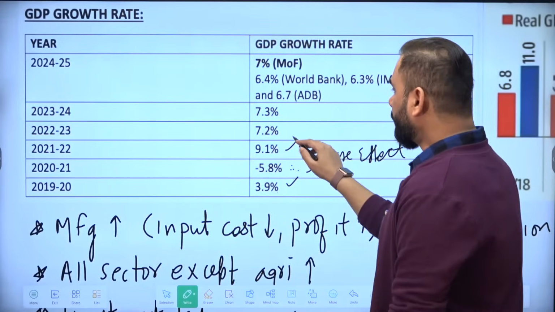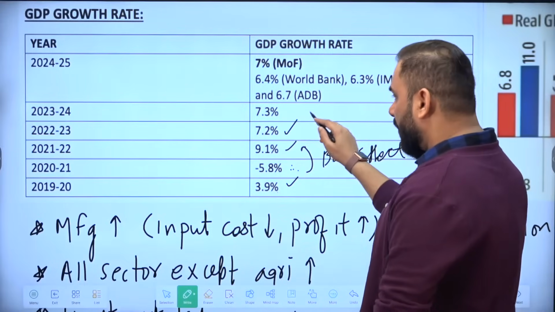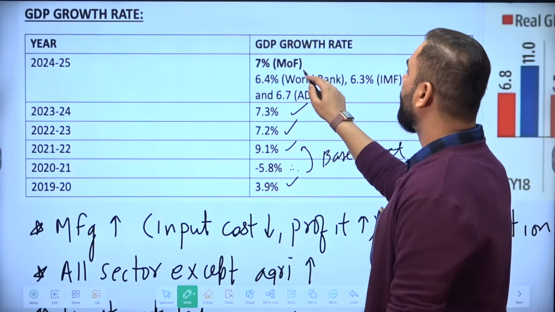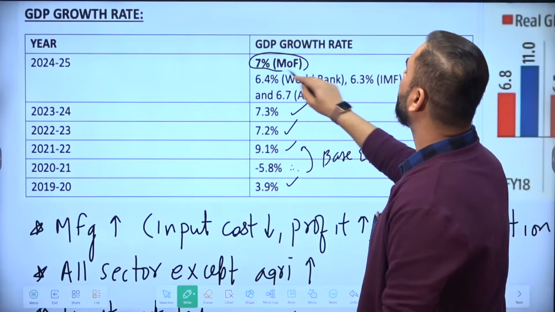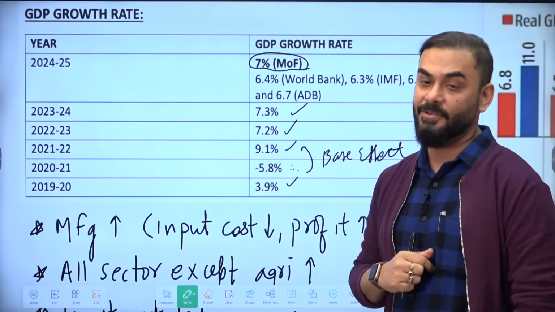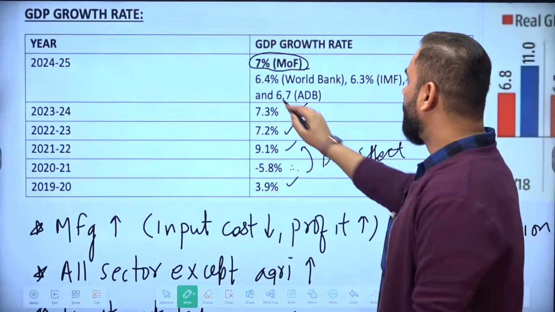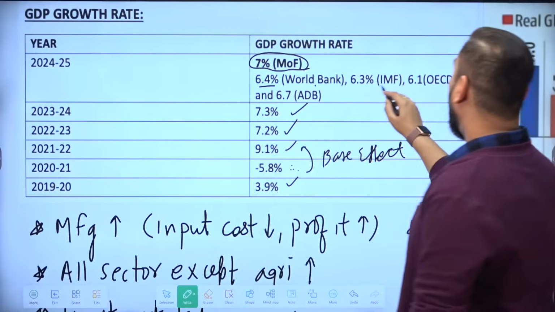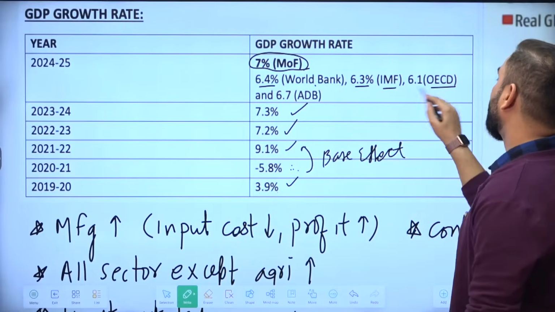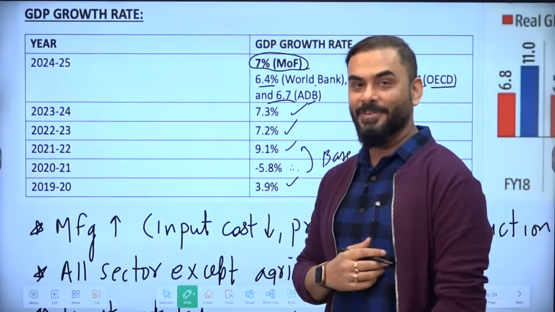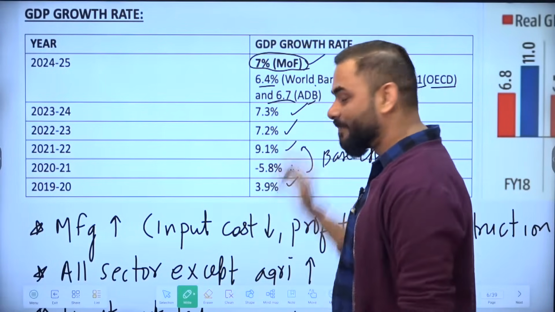So in 2022, you can see 7.2%, 2023-24, 7.3%. And the Ministry of Finance this year in the interim budget says that 2024-25, we are going to achieve 7% rate of growth, right? Now, World Bank says 6.4 for this year. IMF says 6.3, OECD says 6.1, Asian Development Bank says 6.7. But Government of India, Ministry of Finance says 7%.